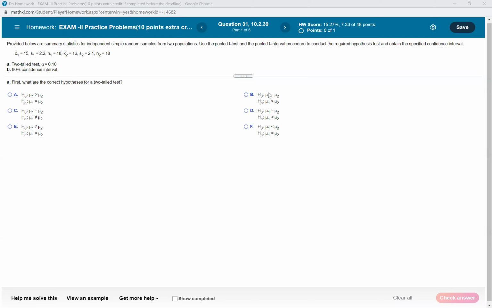How about B? B could be, but it's two-tailed. The alternative is not two-tailed, so it is not correct. How about this one? Yeah, it seems this one is correct. How about the... no, not this one, not this one. Yeah, C is the correct answer.